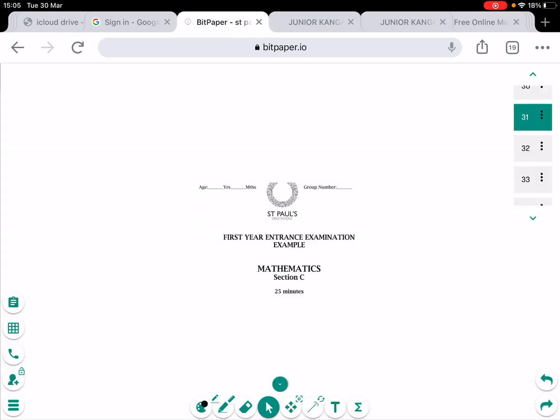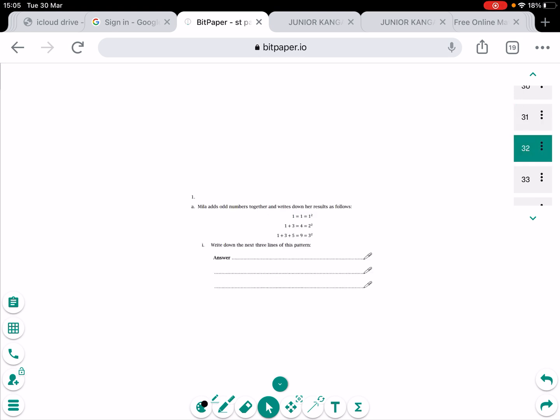And let's get started with the paper. For question 1, it's a huge question. It says Myla adds odd numbers together and writes down her results as follows. Write down the next 3 lines of this pattern.